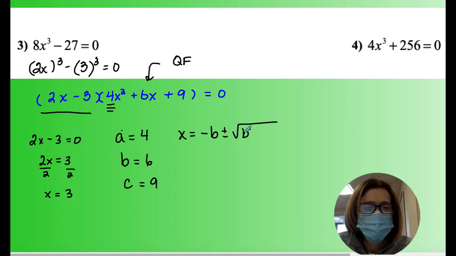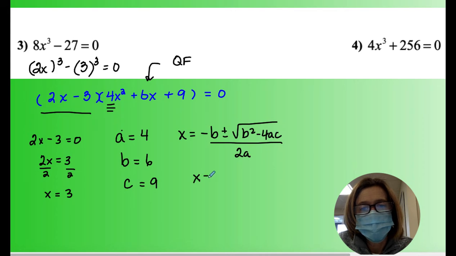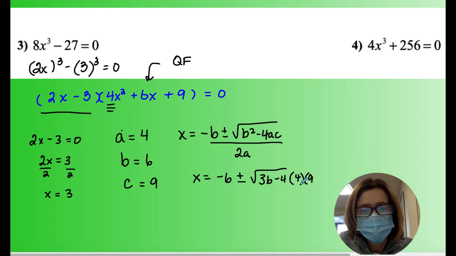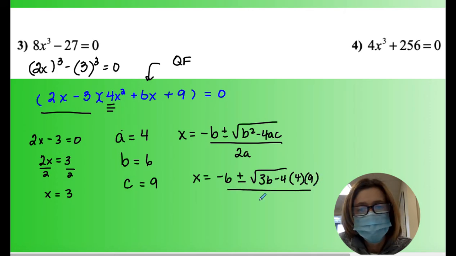Okay, and so I've got my a, b, and c. I'm going to plug them directly into the quadratic formula. So x equals negative b plus or minus the square root of b squared minus 4ac all over 2a. All right, so x equals negative 6 plus or minus the square root of 36 minus 4 times 4 times 9 all over 8.